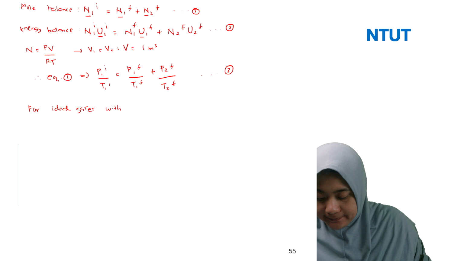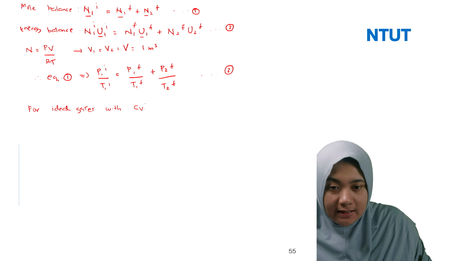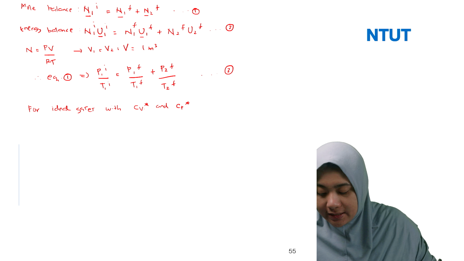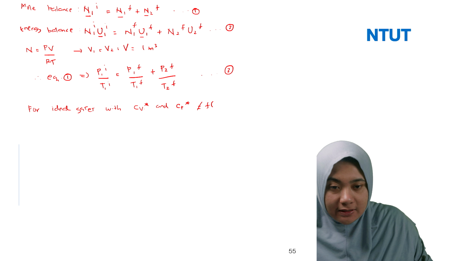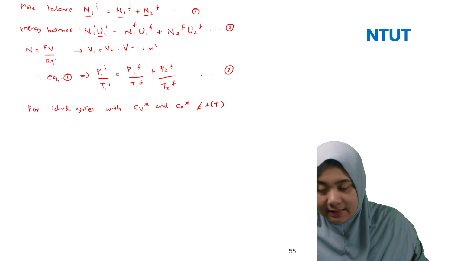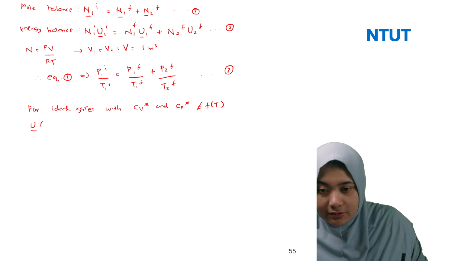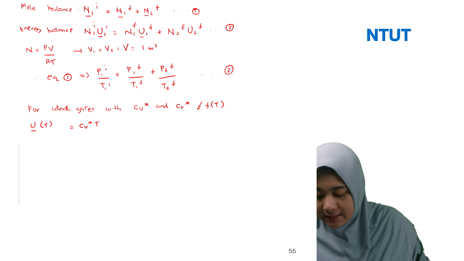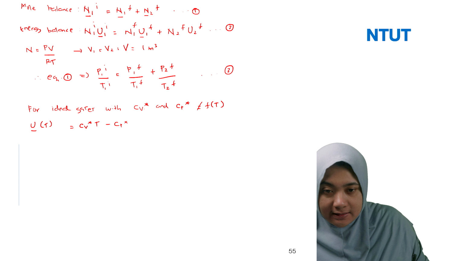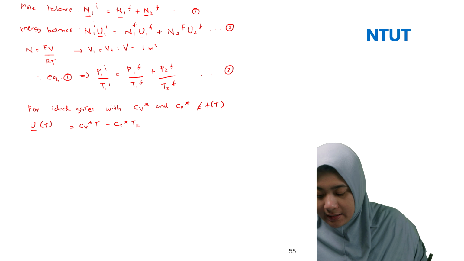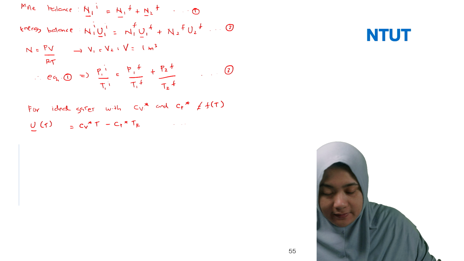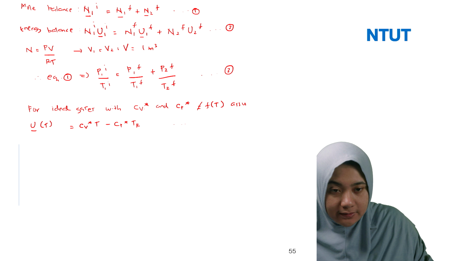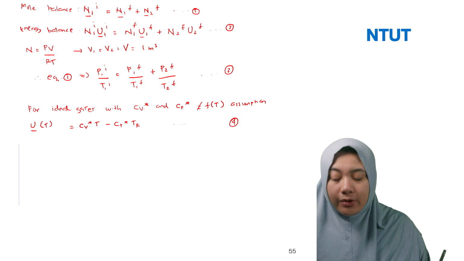Then for the ideal gases with the CV asterisk and Cp asterisk, here it is not a function of the temperature. This is an assumption. So we can write U equal to CV asterisk T, and H equal to Cp asterisk T. This is from the assumptions. This one we can write as equation 4.